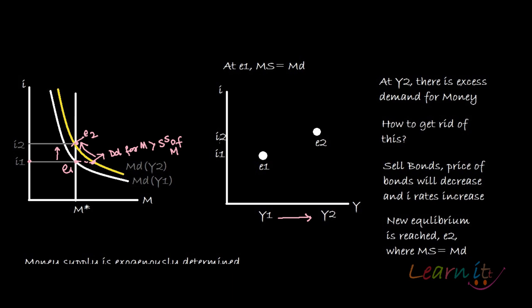And this is the second point on the LM curve. This is I2, Y2. At Y2, the interest rate is I2. So you can just join them together, and this becomes the LM curve, which shows all the combinations of interest rates and output where the money market is in equilibrium. This is your money market, and the money market is in equilibrium.